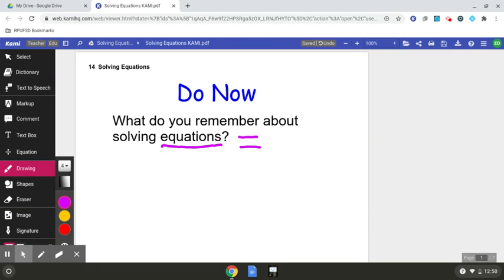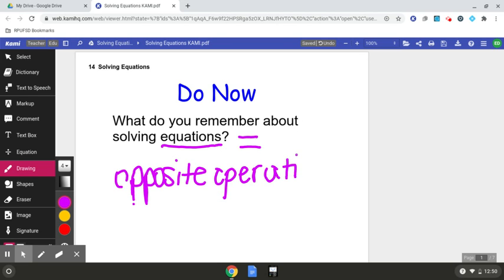The other thing I always think about is opposite operations. When you're solving an equation, you always use opposite operations. And what that means is if I see a plus or a positive, I would do the opposite, which is a negative. And if I see multiplication, the opposite of that would be division. Okay, so that's just two things that always pop into my head when I think about equations.